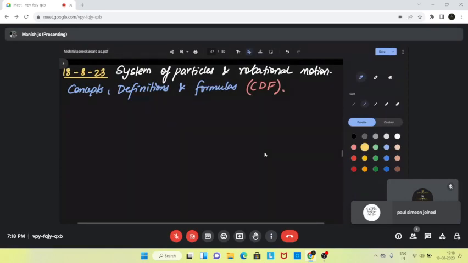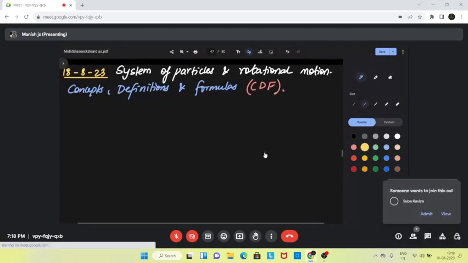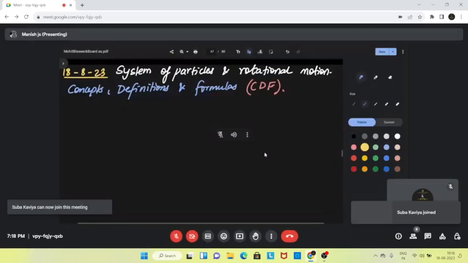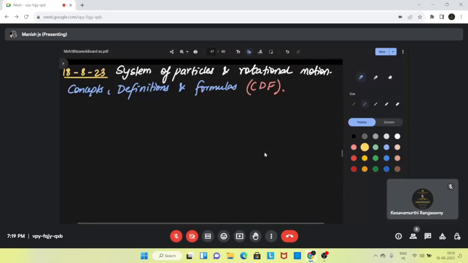So this is the chapter that I've planned for today: system of particles and rotational motion. We have looked at the animation part. Quickly, we will brush through all the important concepts, the definitions and formulas. In short, we call this CDF. We will look at the CDF module, I'll give you the important aspects of all the formulas, comparative formulas, and then we'll start solving the questions. Then we are good to do all the questions. Fine, so here we'll go.